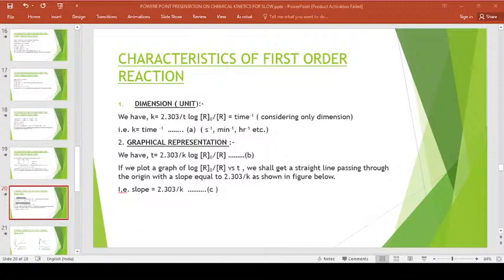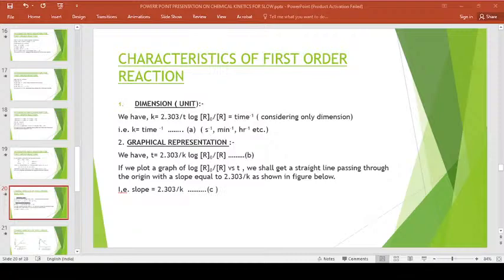Identify the reaction order from each of the following rate constants. Here the values of the rate constant for two reactions are given. Number A, k equals 2.3 times 10 to the power minus 5 liter mole inverse. And number B, k equals 2.3 times 10 to the power 5 second inverse. Now let us see what the answer will be.